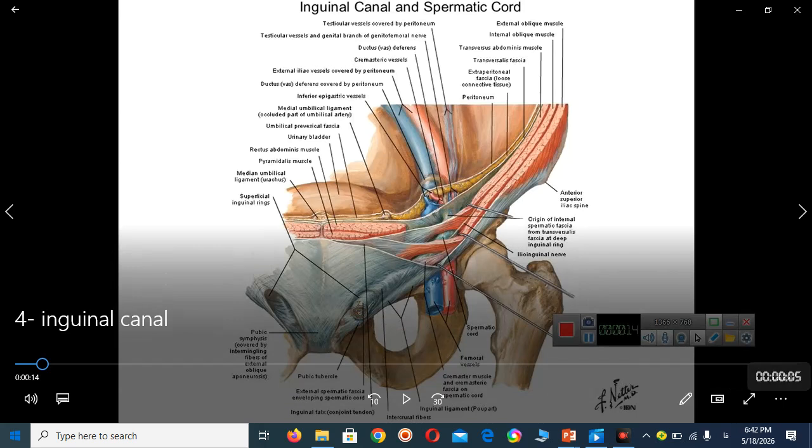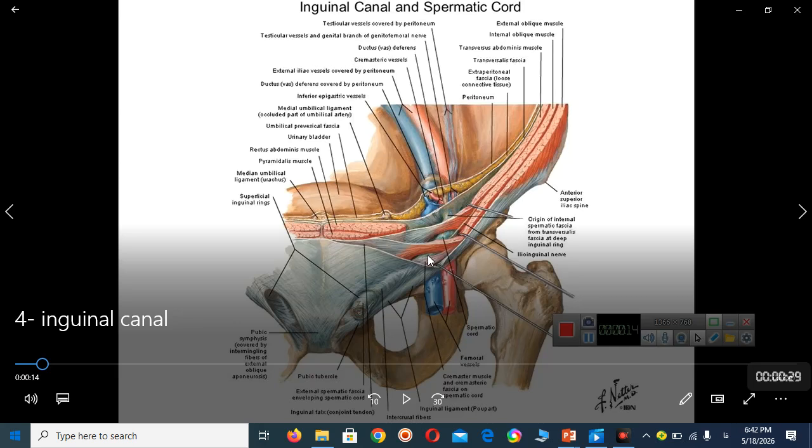I am beginning another part of the lesson. We will be speaking about the inguinal canal. You can see here is the symphysis pubis. Here is the superficial inguinal ring. It is the terminal part of the inguinal canal. Here is the deep inguinal ring.